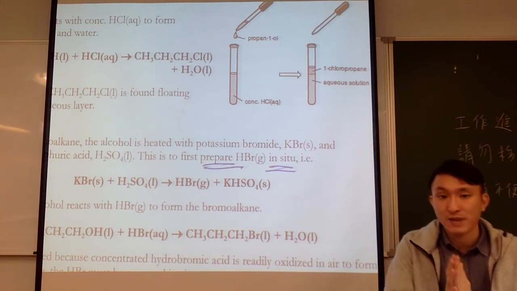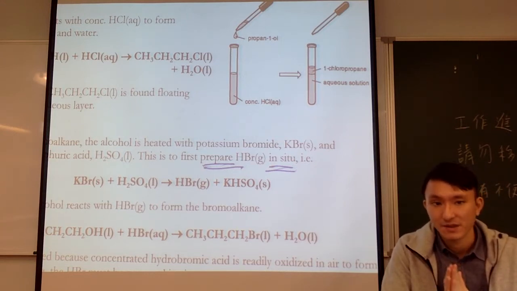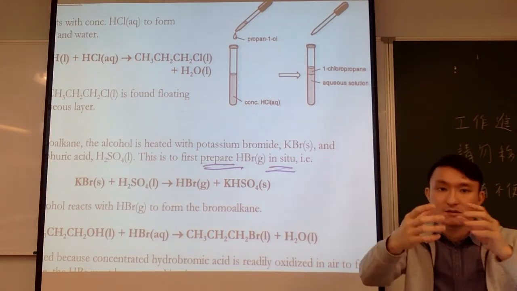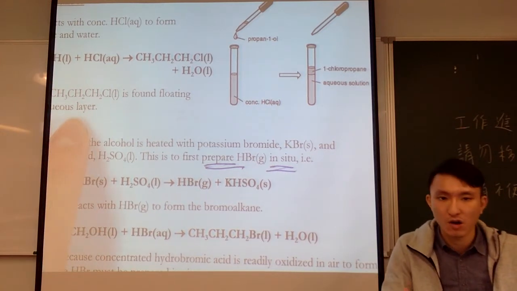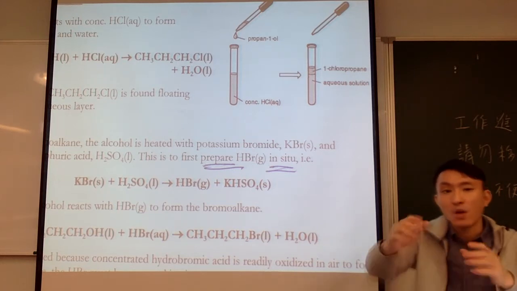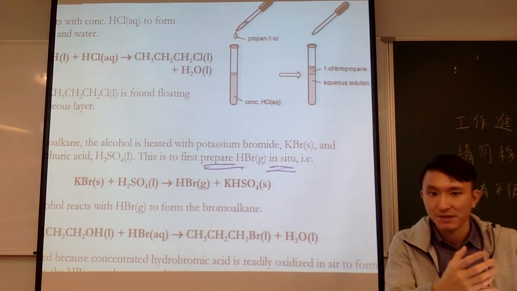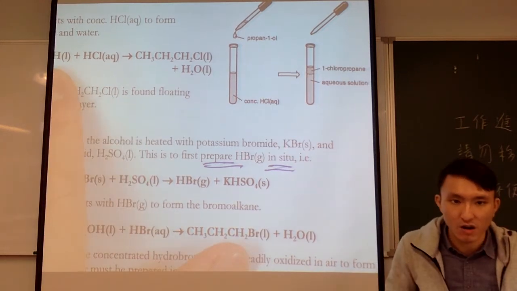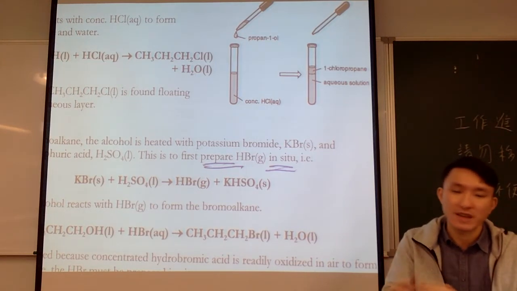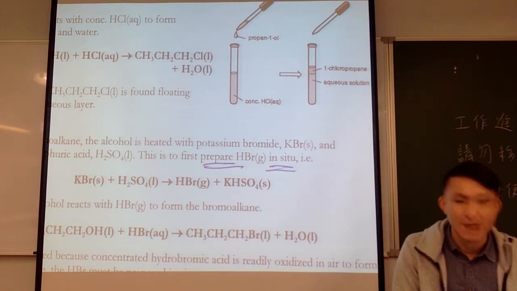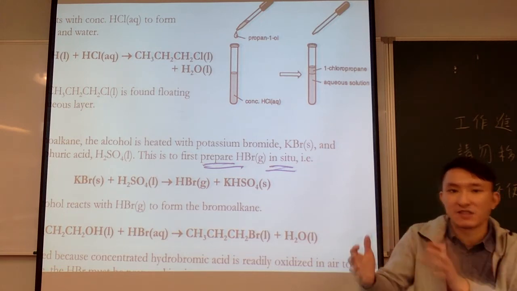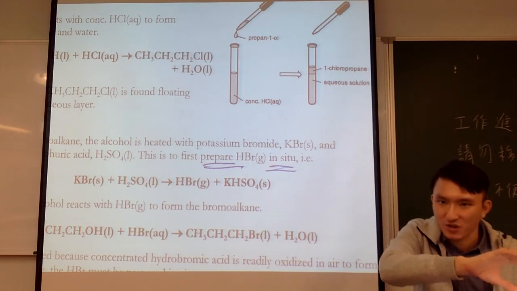Like I said, HBr is not stable. Okay. So unlike hydrochloric acid, you can prepare hydrochloric acid, and then you pour it into the alcohol and accomplish the reaction. Okay? But HBr cannot, because once you prepare the HBr, before you can pour it into the alcohol, the HBr starts to decompose, starts to undergo oxidation to form bromine and something else. So that makes the HBr unable to be prepared separately and then used as a reagent.